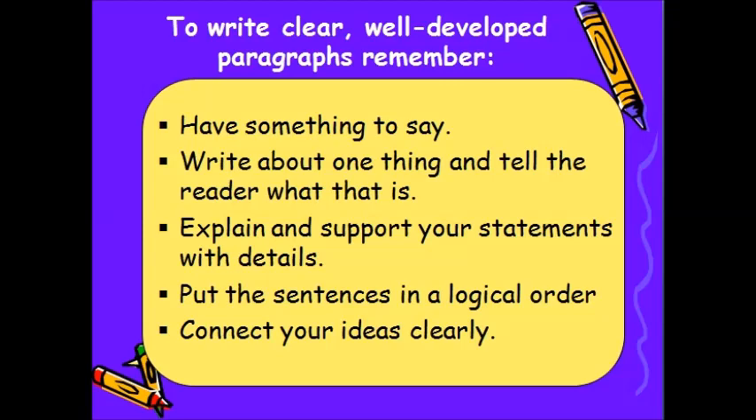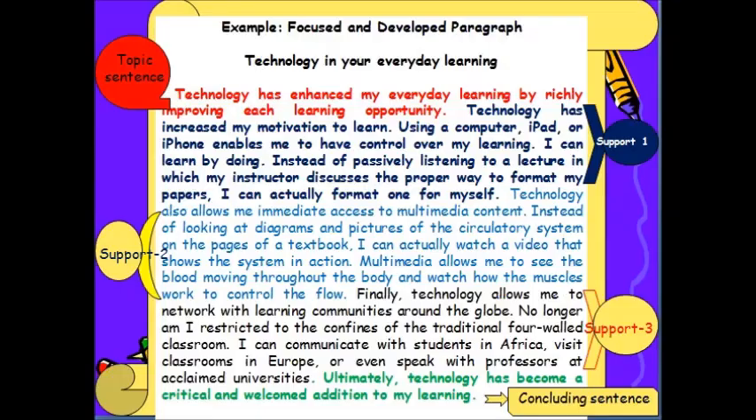Number 1. Have something to say. Number 2. Write about one thing and tell the reader what that is. Explain and support your statements with details. Put the sentences in a logical order and connect your ideas clearly.